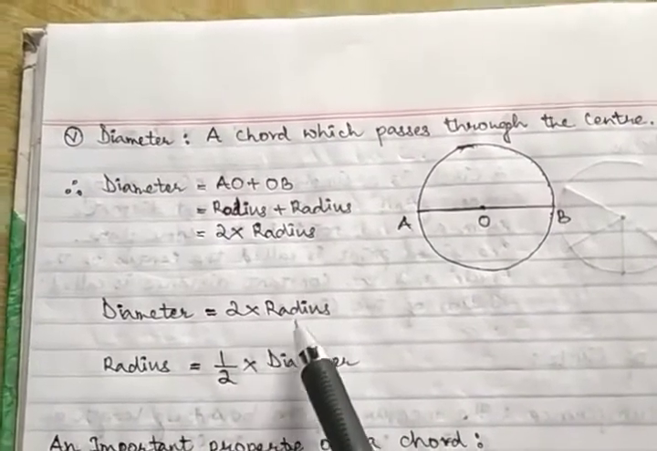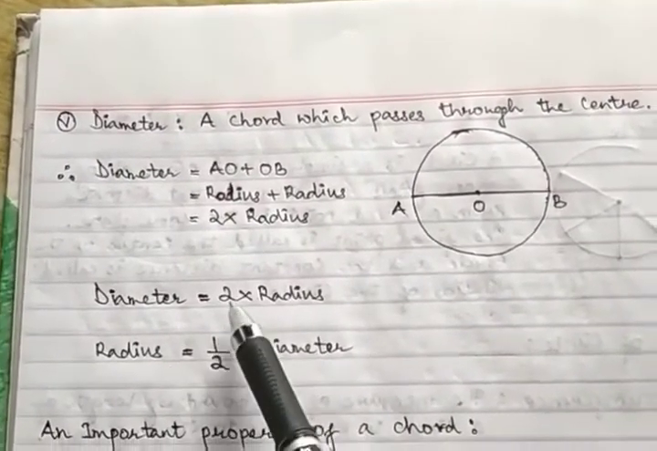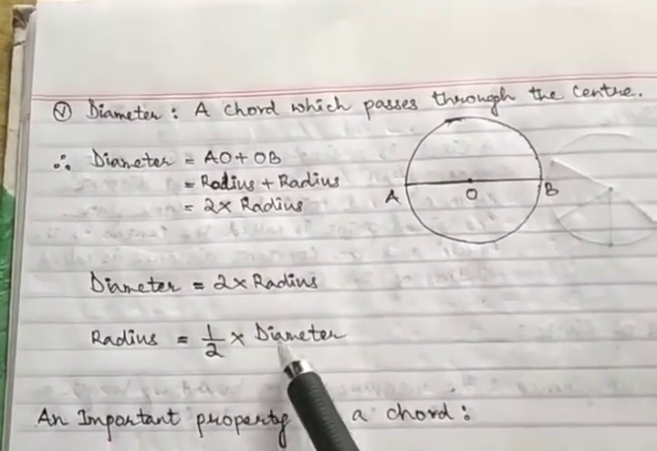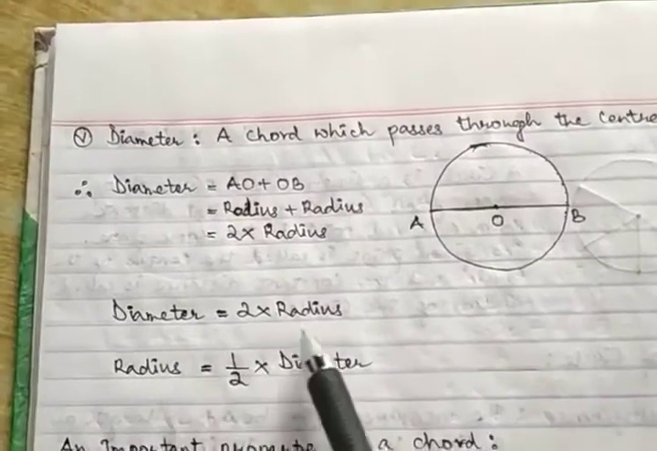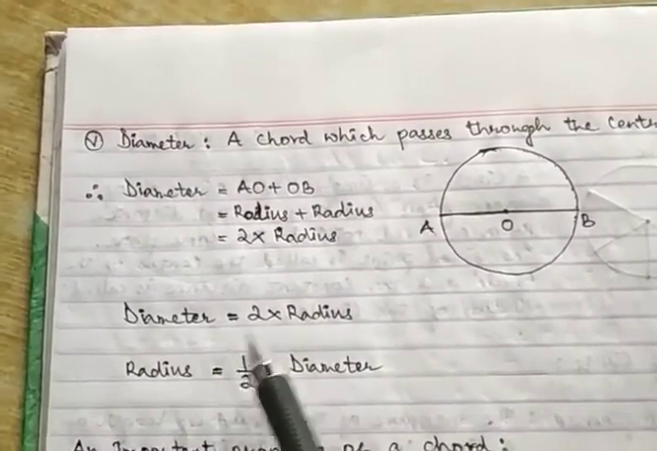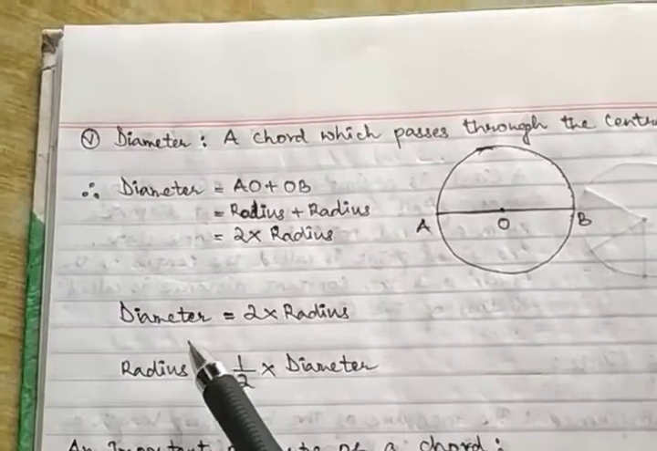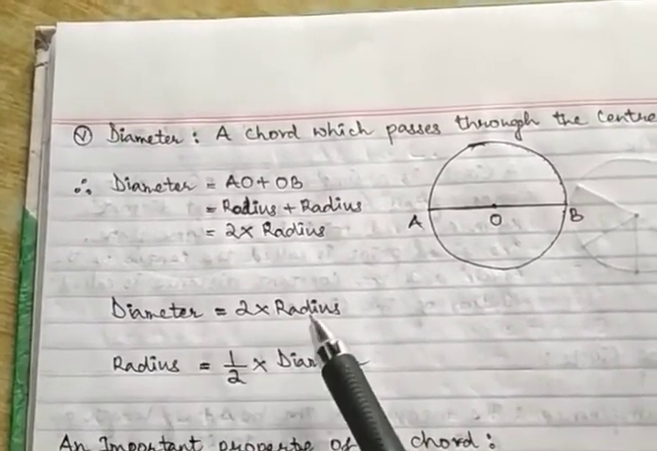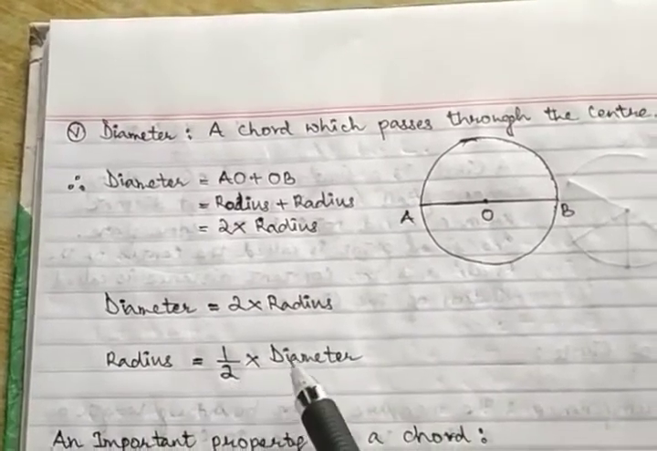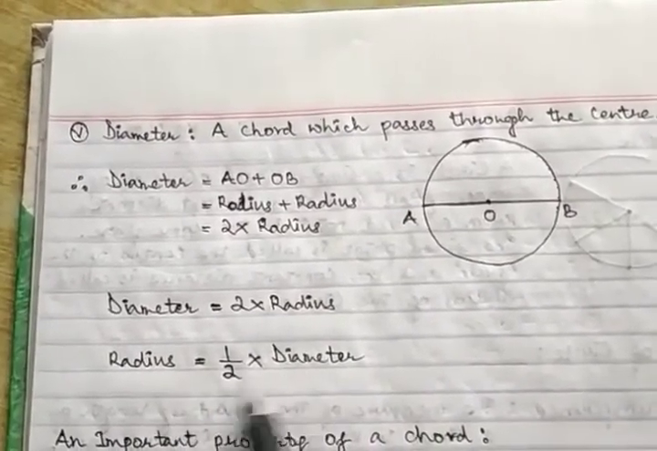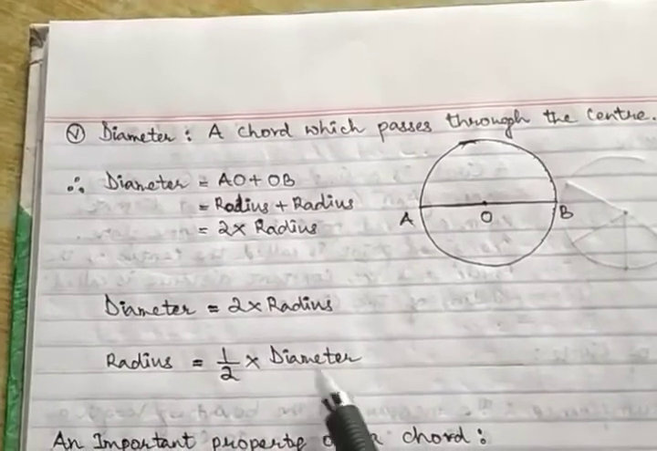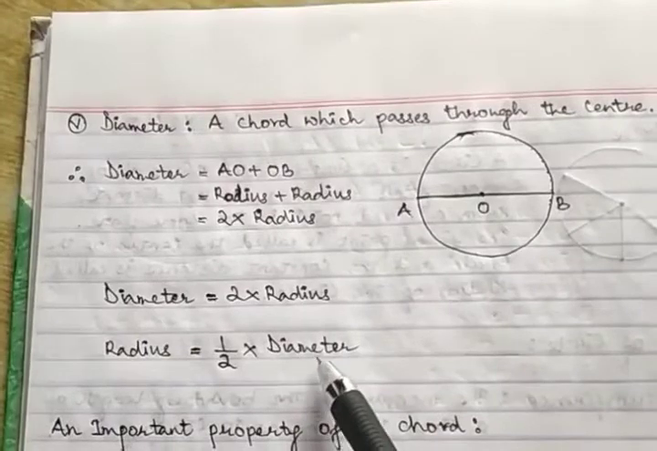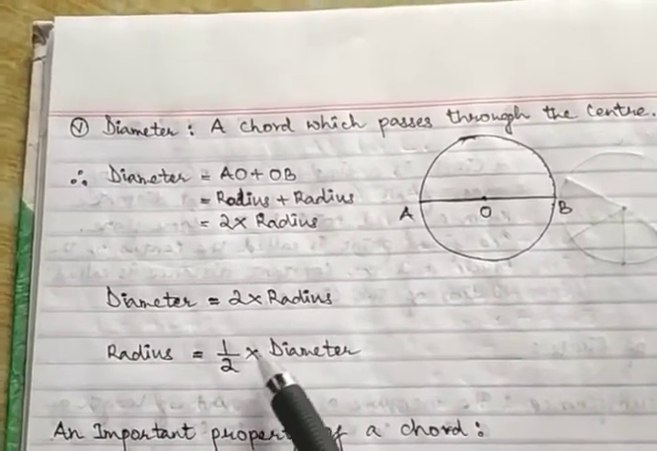Now if I need to figure out the radius, the 2 goes to the other side and divides the diameter. So radius equals half into diameter. This is a very important formula, because sometimes in the calculation part you will be given the diameter and you need to figure out the radius. You will simply use this formula. Whenever the diameter is given and you need the radius, all you need to do is divide the diameter by 2.